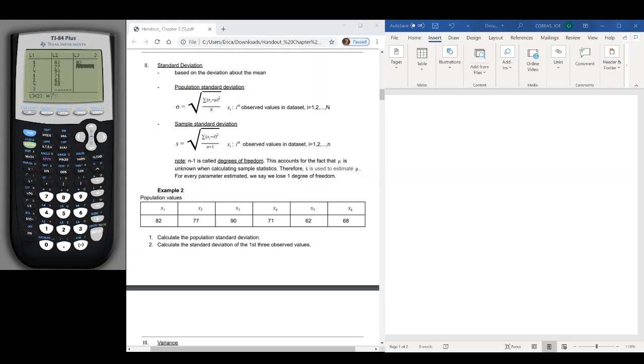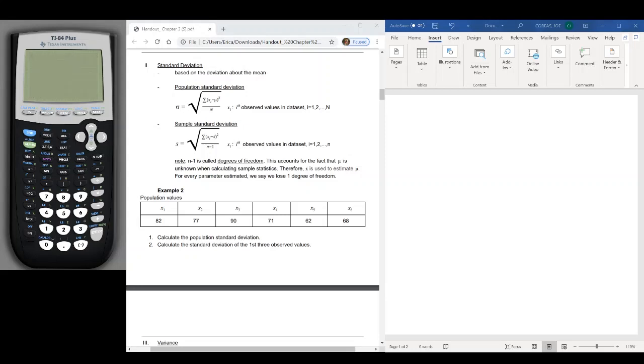77, and 90. And we wish to look for the population, or excuse me, the sample spread this time, for L3. Just like before, you want to make sure you quit to the home screen. We don't want the calculator to get confused. And now we're ready to find the standard deviation.